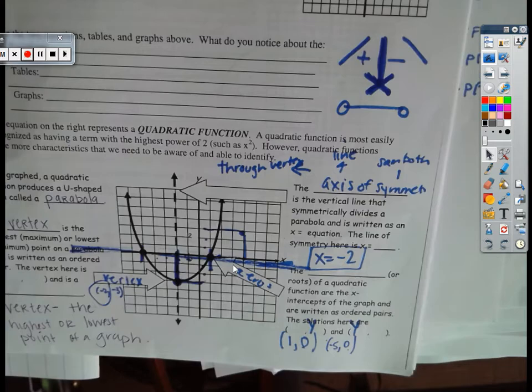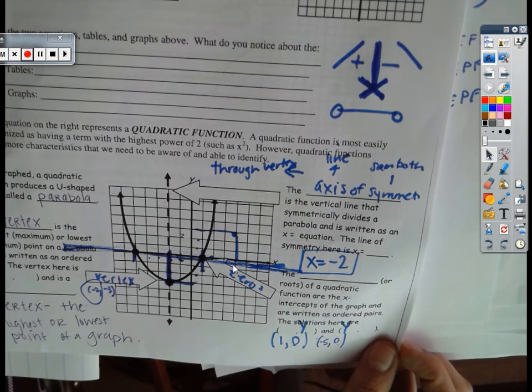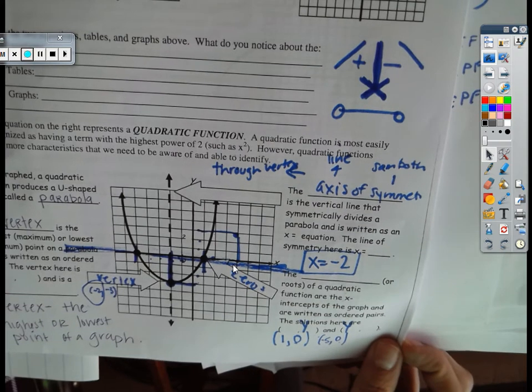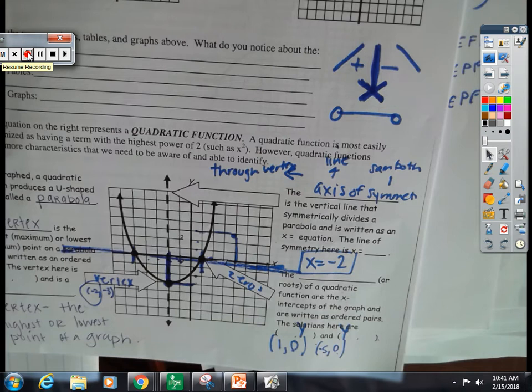Alright, so let's do another example. Now you can always watch this again. You can pause this so that you can look at these notes. Alright, so let's do another example. Let me turn the page.